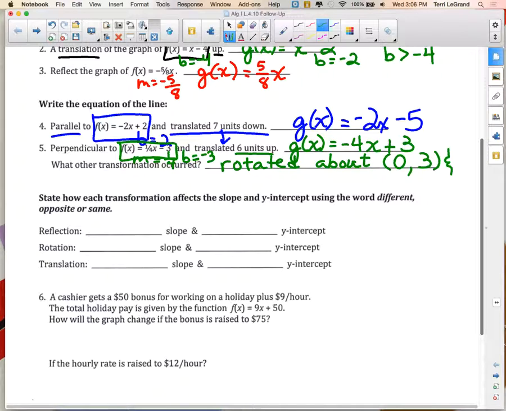So it went from being 1/4 to negative 4. So is it less steep? Yes. It went to negative 4. Negative 4's absolute value is 4. Isn't 4 bigger than 1/4? So didn't it get steeper? Yeah. And it's steeper.